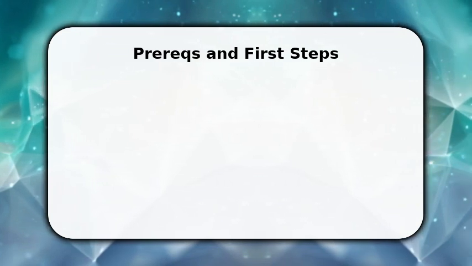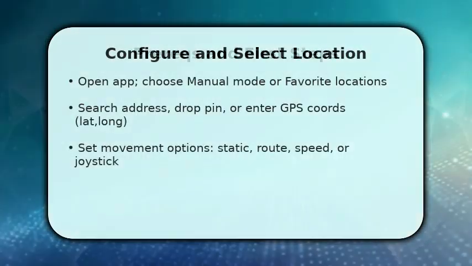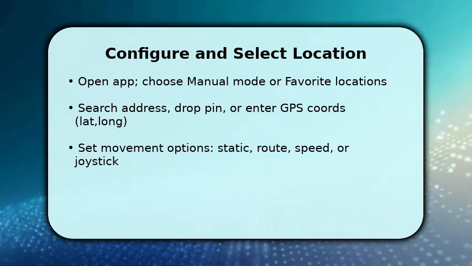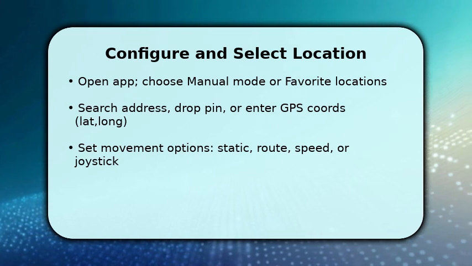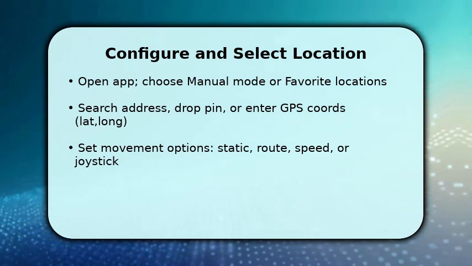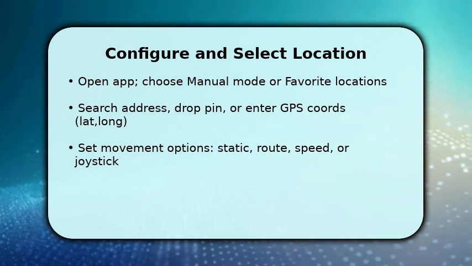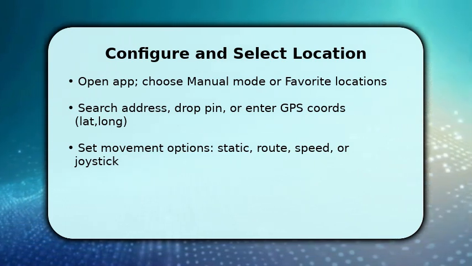Now return to the app to begin the actionable setup. In the app, pick Manual or Favorites to control where your iPhone appears. Use the search bar to type an address, drop a pin on the map, or enter exact GPS coordinates for precision. Once you pick the spot, configure how the app should behave.